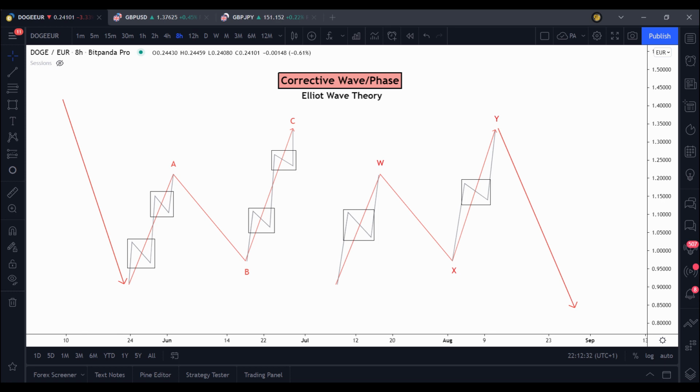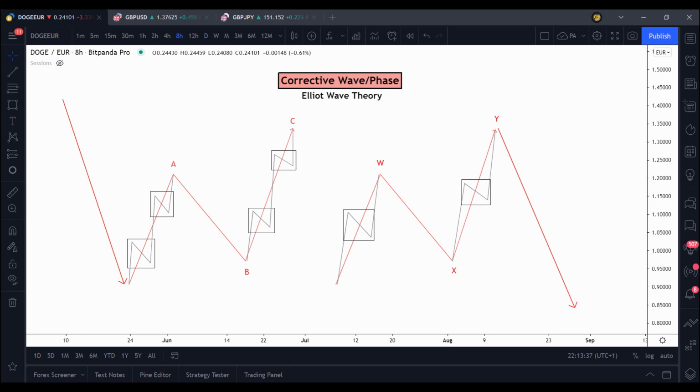After an impulsive wave or the completion of a motive phase, we get a correction. In a correction, price consolidates or ranges for hours, days, weeks, or even months. It is here where banks accumulate volume to drive price in the main market trend.